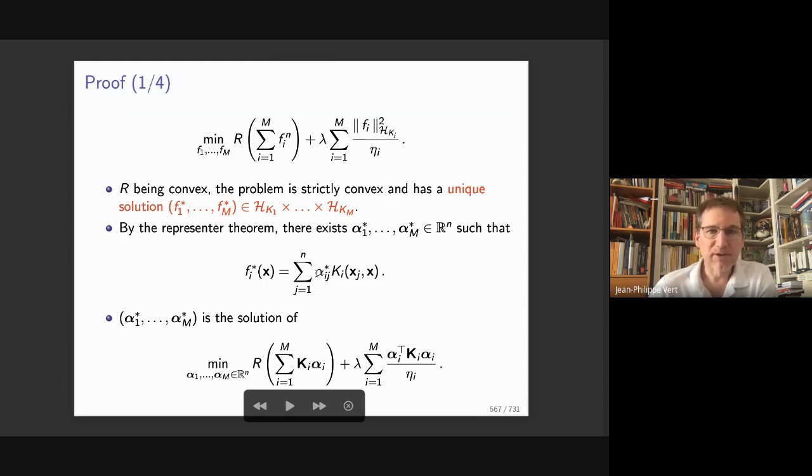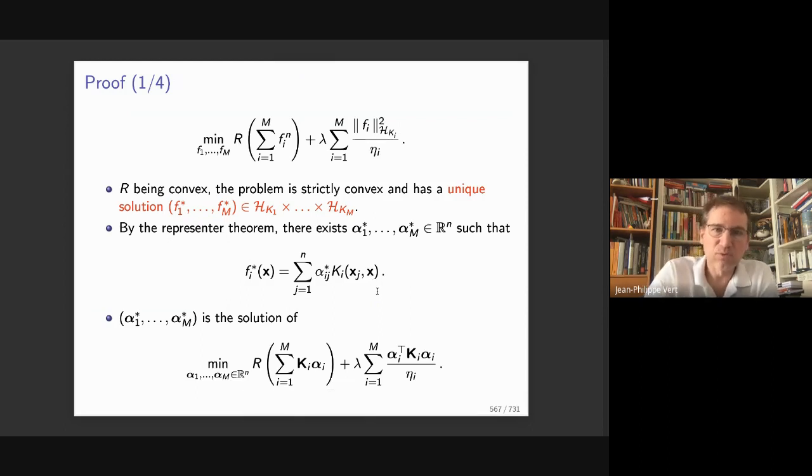as a sum of, because i is the index of the function, I will use a second index j, and write that the function fi of x is a sum for j equal 1 to n, the number of points, of alpha star ij ki of xj, x. Right, this is the representer theorem.